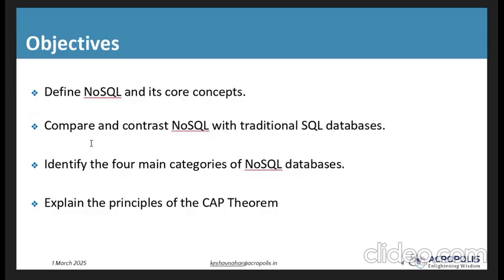Objectives. First is to define NoSQL and its core concepts. Second is to compare and contrast NoSQL with traditional SQL databases. Third is to identify the four main categories of NoSQL databases. And fourth is to explain the principle of the CAP theorem.